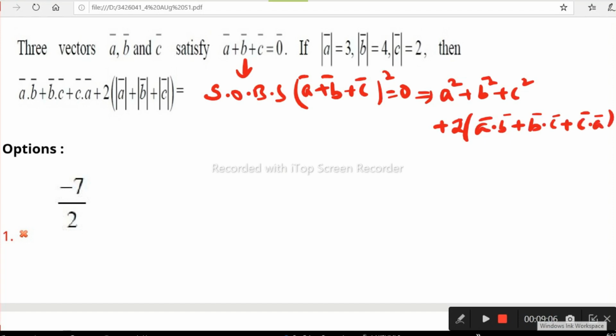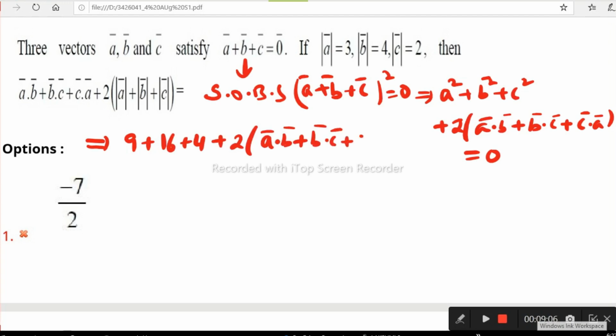If you want to take the square, you should use this. Okay, you know already ABC lengths are given. Mod A is given as 3, then A square is 9, B square is 16, C square is 4, plus 2 times of A dot B plus B dot C plus C dot A is 0, right?